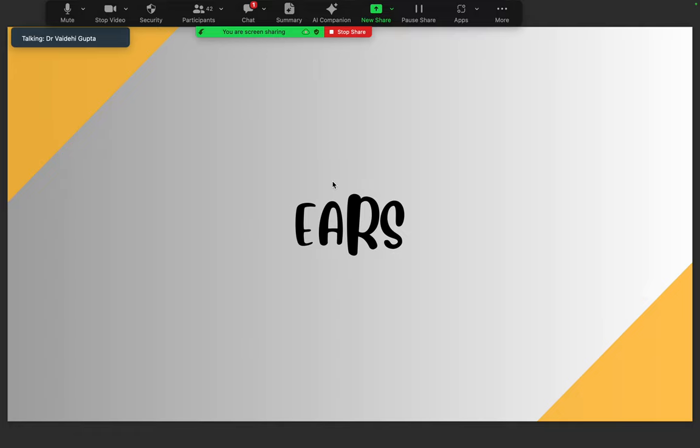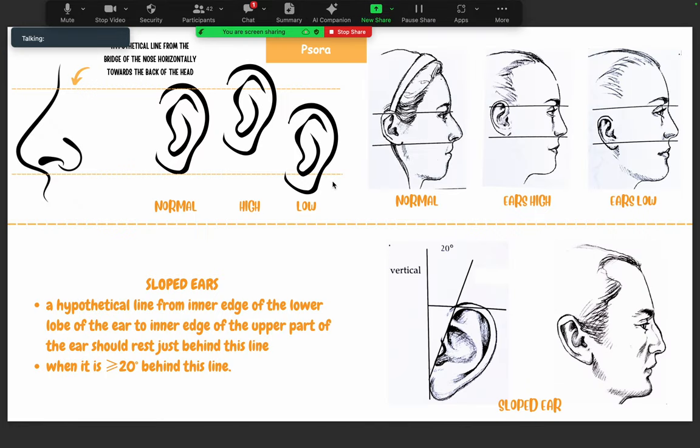Ears. When we draw a hypothetical line from the bridge of the nose horizontally toward the back of the head, we will see two types of ears, the high one or the low. When it is higher than the normal level, it is Psora. When it is lower than the normal level, it is also Psora. Also sloped ear, sloping is important. When it is slightly inclined, it is also Psora.